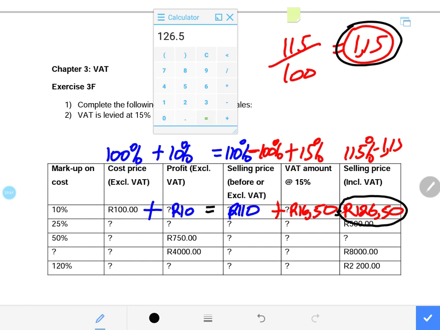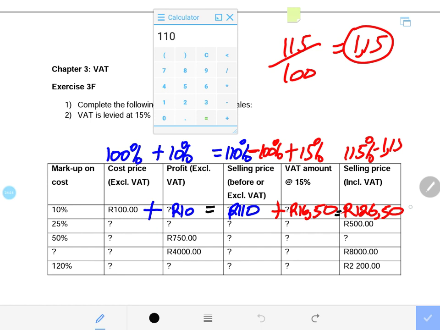We can just multiply by 1.15. So now, if we did say 110 times 1.15, it gave us 126.50. We can just say divide by 1.15 to get back to 110. So now we can just take this amount and divide by 1.15, which is what we multiplied with. It will give us the cost price before the VAT was included.